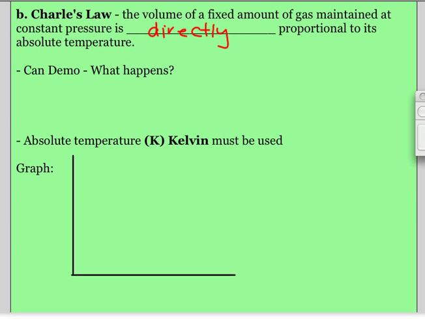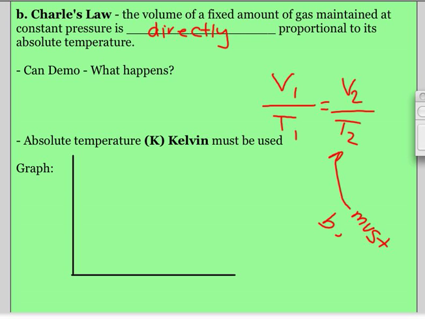So if we have this relationship, it's V1 over T1 equals V2 over T2. And remember, temperature must be in Kelvin. You have to put it into Kelvin, you may have to take it out of Kelvin, but you have to have it in Kelvin. And if we were going to graph this, our volume versus our temperature, it would just be a straight line.